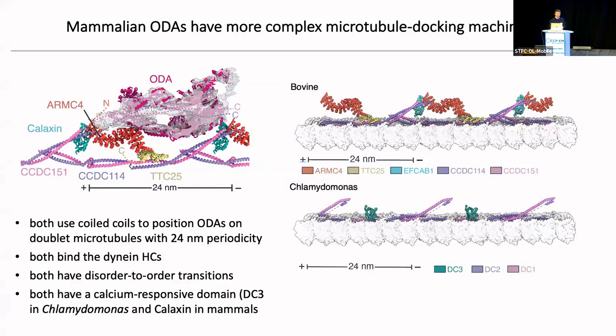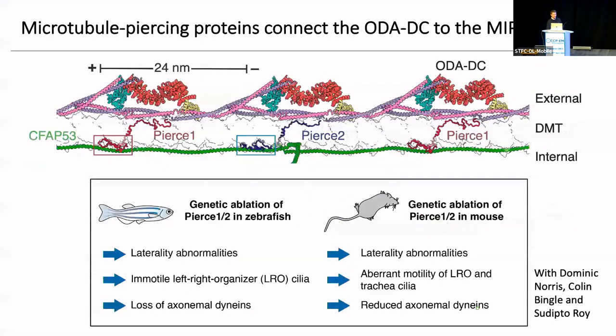We don't really understand the implication of this increased complexity, but when we looked closer, we saw that there were proteins, very small proteins, that linked this docking machinery with the internal MIPs. And this provided a great opportunity to test whether or not the interconnectivity between the microtubule was important for ciliary function. And so in collaboration, we deleted these two proteins in zebrafish and mouse. And in both cases, it led to kind of classic ciliopathy type phenotypes. This really shows that we can use cryo-EM to identify proteins that potentially could lead to human disease.